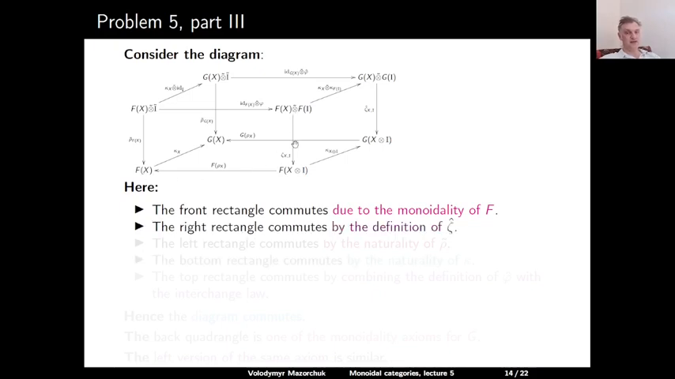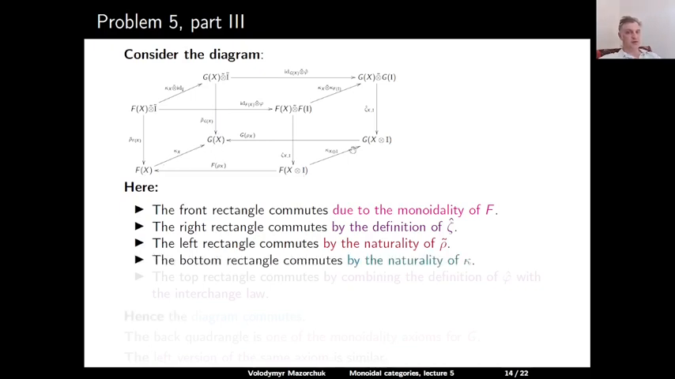The right rectangle commutes by the definition of zeta hat. So this rectangle is exactly the definition of zeta hat. The left rectangle commutes because rho tilde is a natural transformation. We have rho tilde here and rho tilde here. So this is naturality of rho tilde.